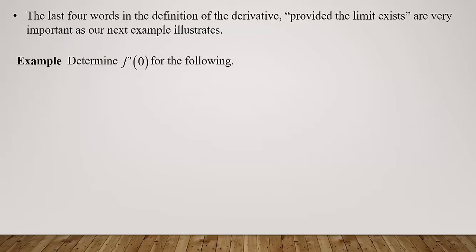So let's look at this example. We're going to determine f prime of 0 for the following. In part A, the function is absolute value of x. And in part B, it's the cube root of x. So get this example written down, because I'm going to head off to the chalkboard and we're going to see why those 4 words, provided the limit exists, are really important. So here I go to the chalkboard.